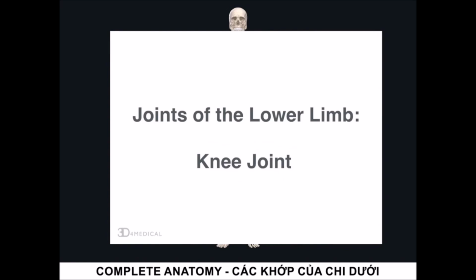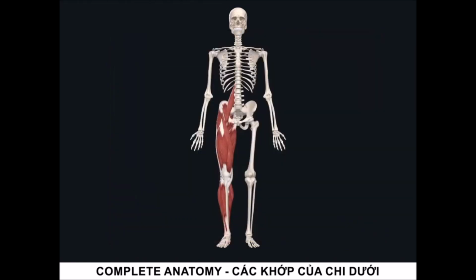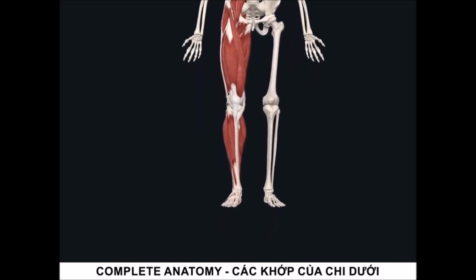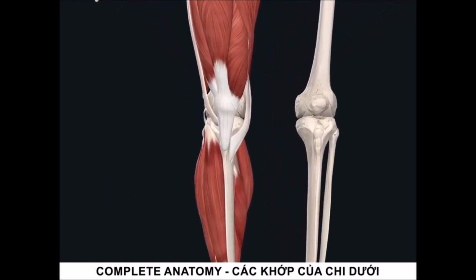Now we will be discussing the knee joint. The knee is the largest joint in the human body, and it's also the most superficial. You can palpate almost the whole thing.